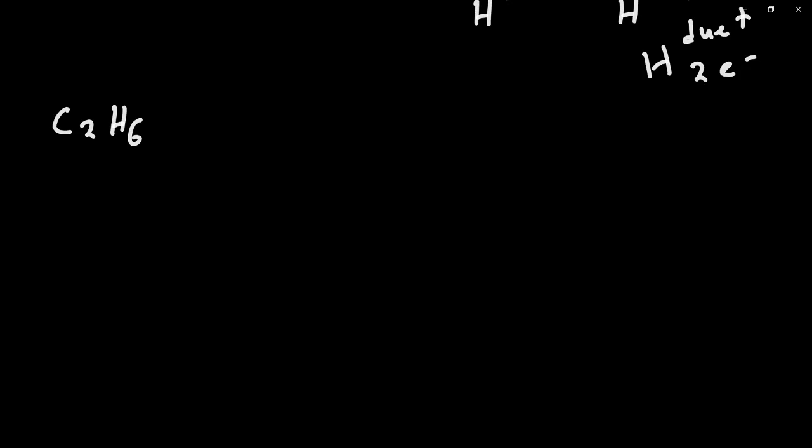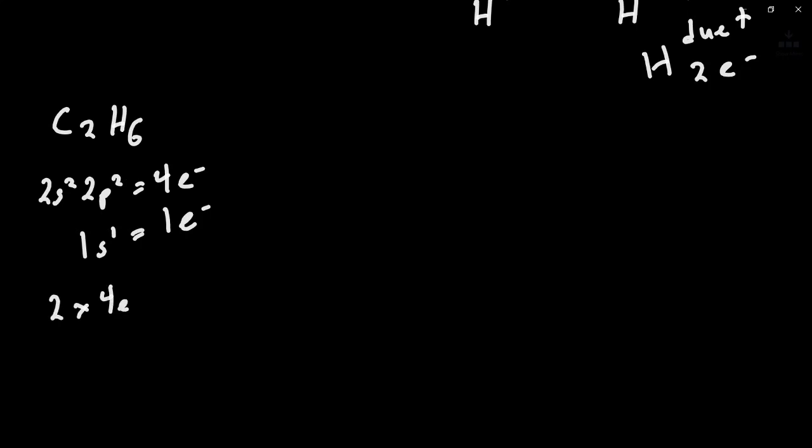For carbon, if we write out its valence, it's 2s2 2p2, for a total of 4 electrons. Hydrogen just brings 1, so it has 1s1. Now we need to figure out how many total we have. So we're going to say 2 times 4 electrons plus 6 times 1 electron, and this gives us a total of 14.